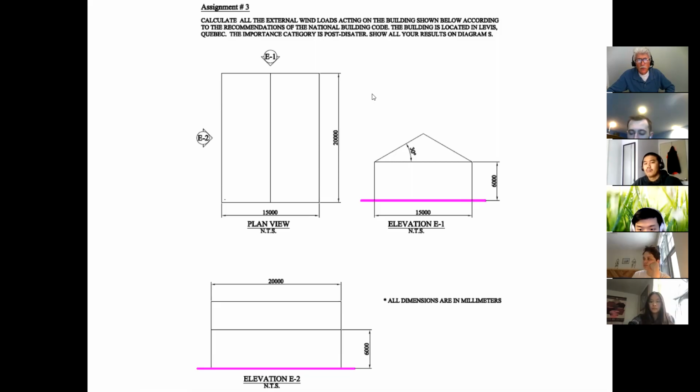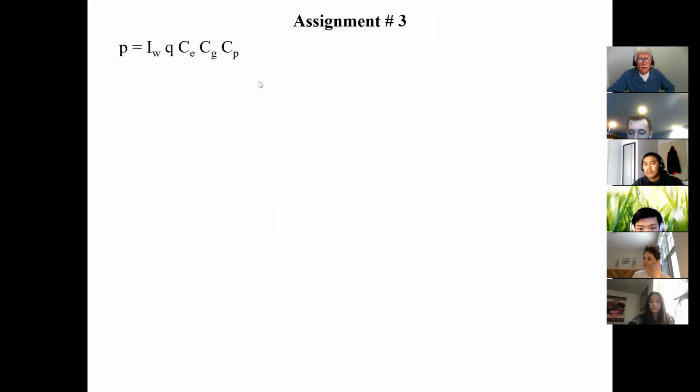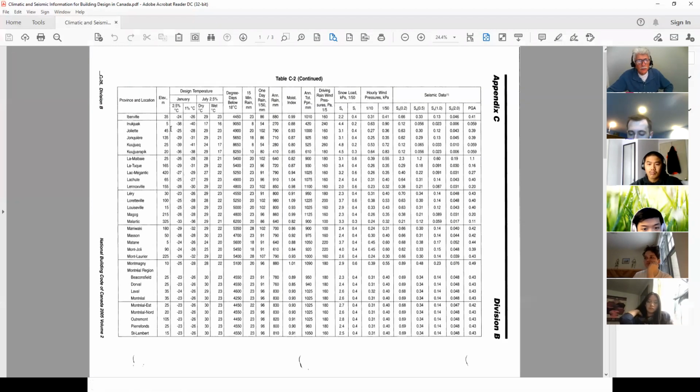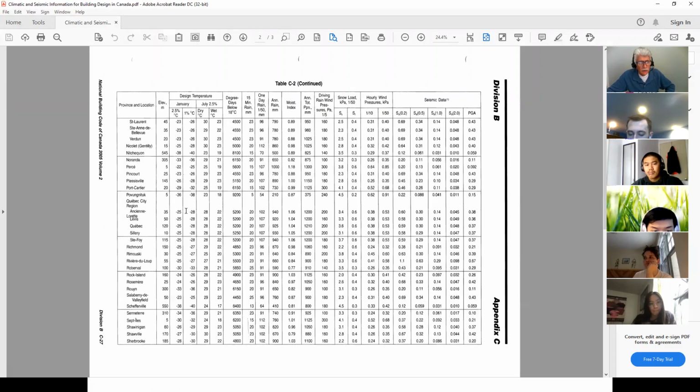So what we tend to do is, of course, this is the equation that we use to calculate the wind pressures, and the first thing I worry about is the importance factor. In this case it is 1.25. Where do I get the q value? Well, I go to Appendix C in the National Building Code, and like I said, you come down and you don't see it here in the L's. That's because instead of having it here alphabetically, you go to the next page.